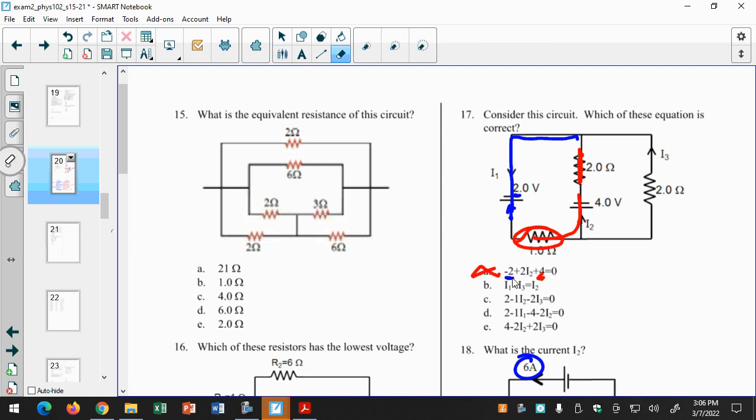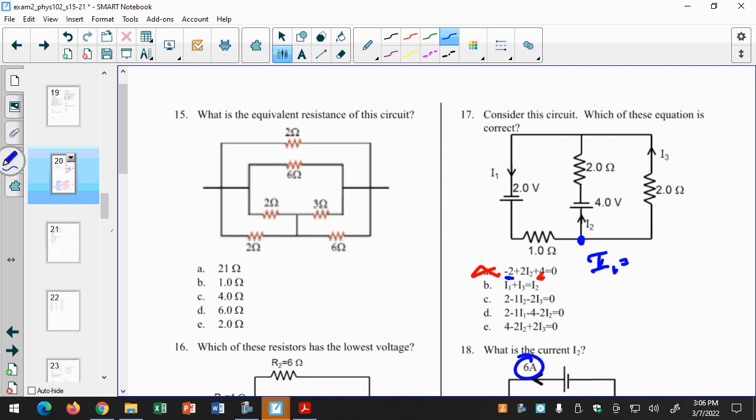Okay? Then I go look at the junction rule. I just pick any junction, doesn't matter which one. I have I1 coming in, and I2 and I3 going out. So it should be I1 equals I2 plus I3. That's not what that one says, so that's not right.